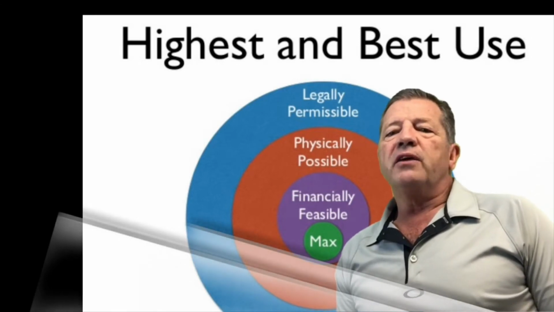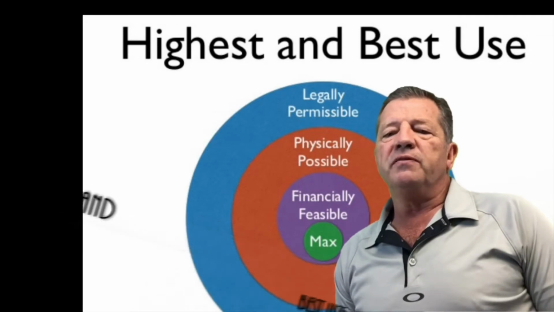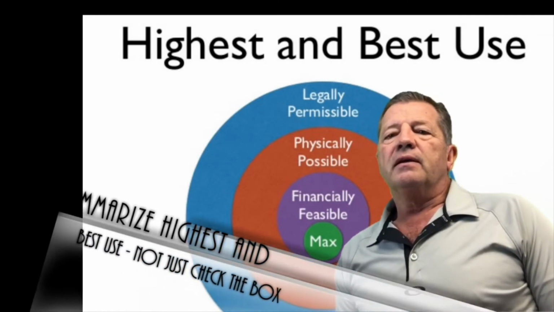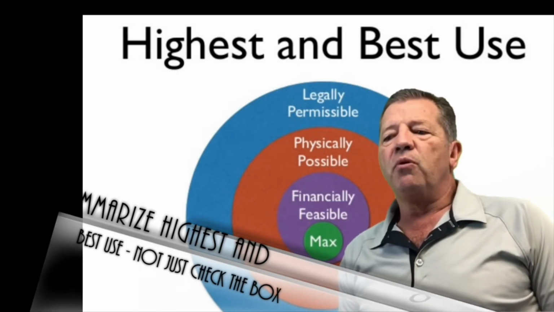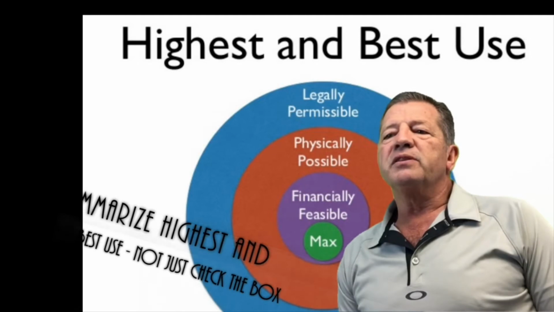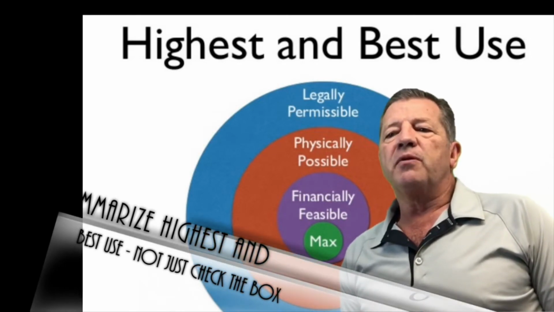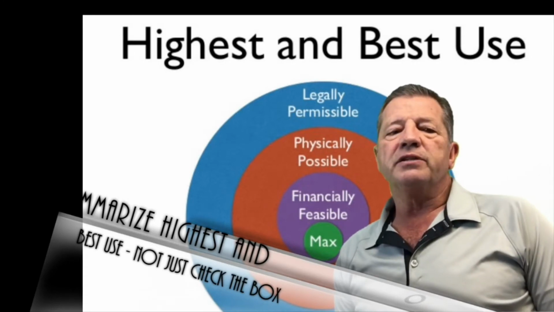The uniform standards for professional appraisal practice indicate that when the purpose of the appraisal is to develop an opinion of market value, the highest and best use must be summarized in an appraisal report. Oftentimes, the appraiser has checked the box but has failed to provide the additional summarization of that highest and best use.